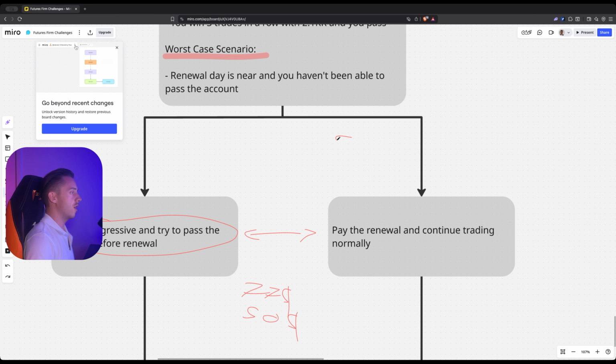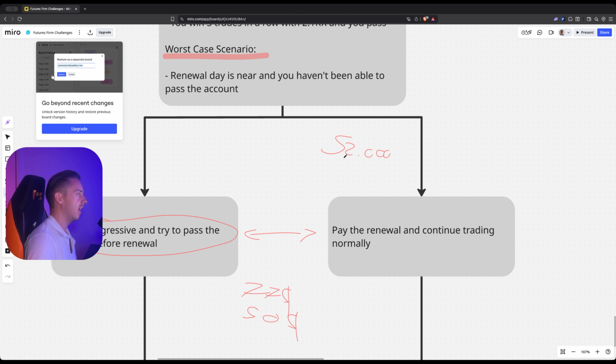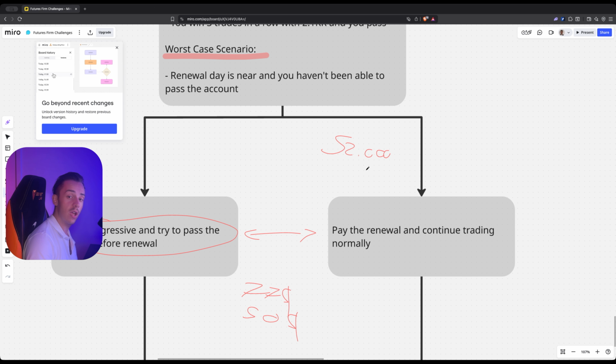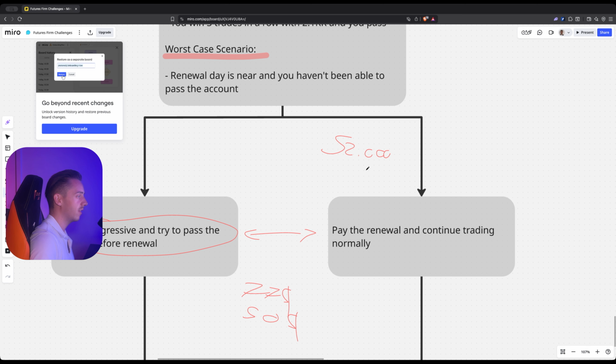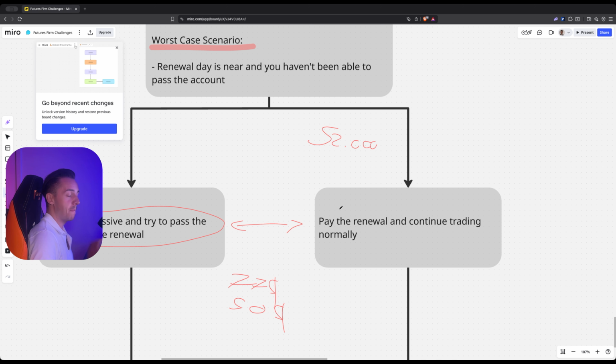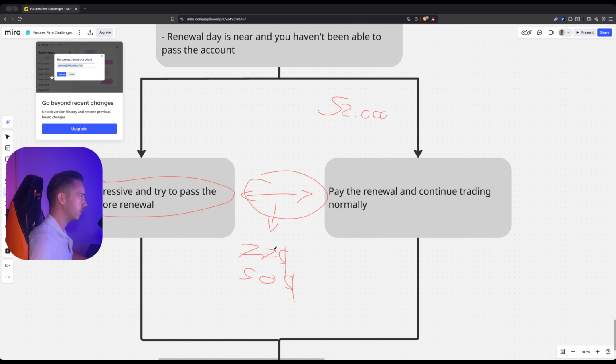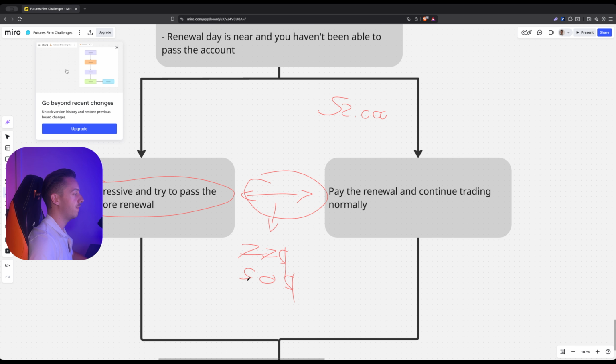Or let's just say you were at $52,000, right? And you're thinking, oh, I don't really want to risk because I'm only $1,000 away, and I would rather play it safe because I'm so close. I'm literally one winning trade away on a 2-to-1 risk to reward, so I would rather just pay the renewal. That's simple. You just pay the renewal and you're good. Either way, both of these options will lead you to pay the renewal, which is $77 for My Funded Futures and $50 for Topstep.